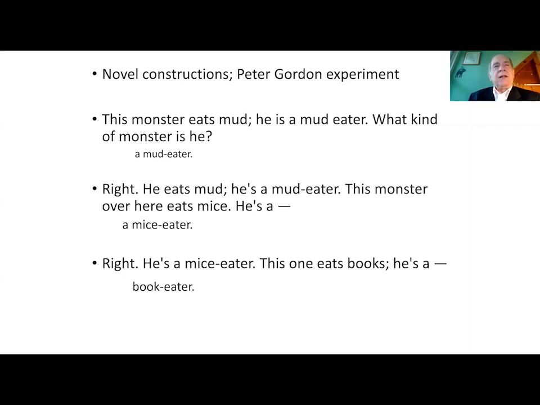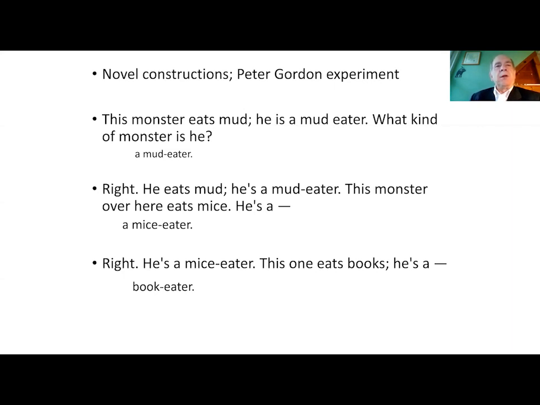Now this monster over here, he eats mice. He invites the child to say what he is. And the child says, a mice eater. Right, he's a mice eater. Now what the child has done is made a novel compound noun, mice eater, out of the fact that this little beast eats mice. It's possible that the child has heard the word mice eater before, but it's not terribly likely.